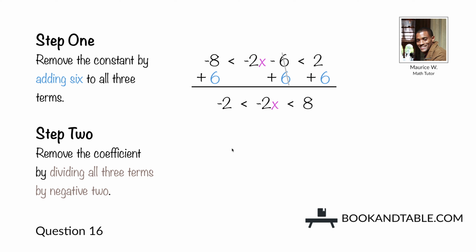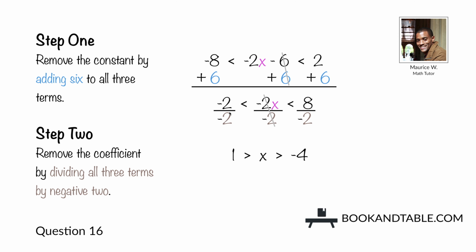Step 1, remove the constant by adding 6 to all three terms. When we do that, we wind up with negative 8 plus 6, which is negative 2 on the left side, is less than negative 2x in the middle, which is less than 2 plus 6, which gives you 8 on the right. Now we want to remove the coefficient negative 2 by dividing all three terms by negative 2.